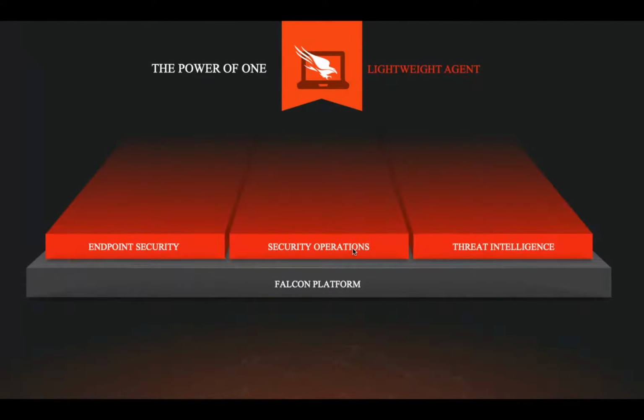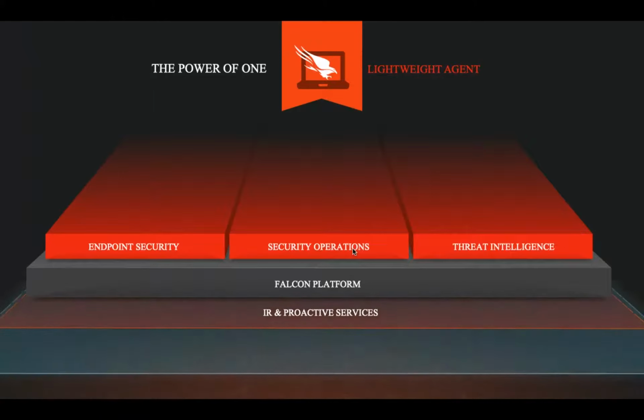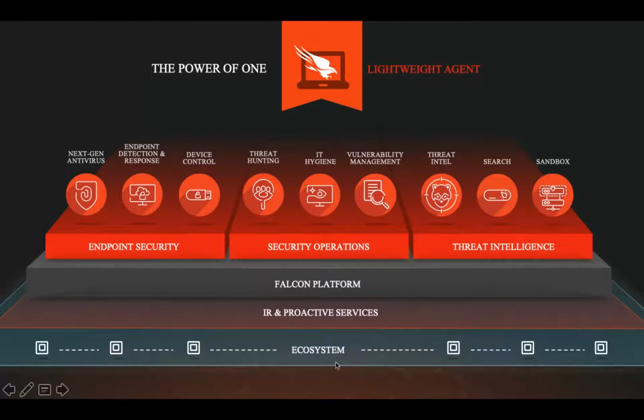And if we talk about the ecosystem of CrowdStrike, it is called Falcon. Falcon is the main platform of CrowdStrike, which is divided into three important modules. One is endpoint security, and the main function of endpoint security is to detect and prevent the current or ongoing attacks proactively. And the second important component is security operations.